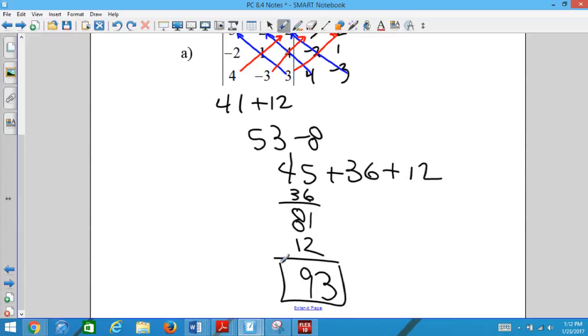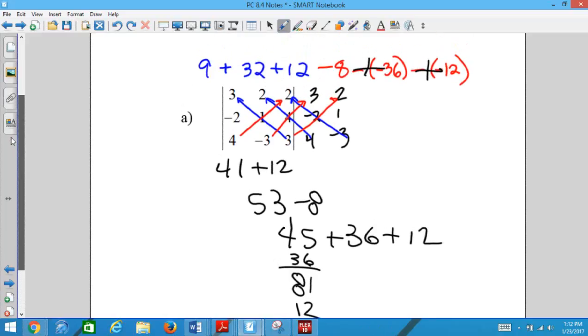It was the minus signs that messed people up for some reason. The only thing you ended up subtracting was 8 up there.